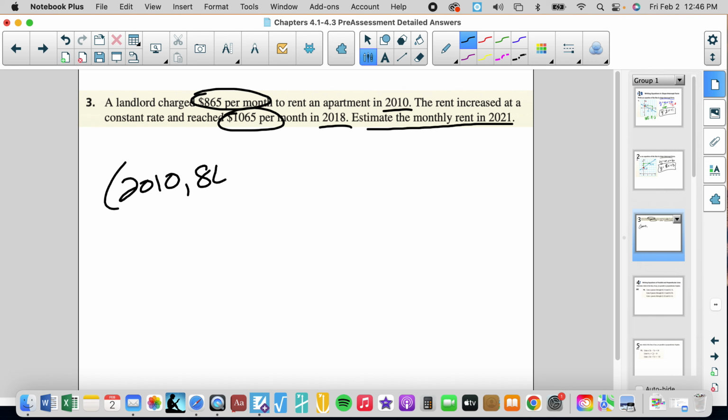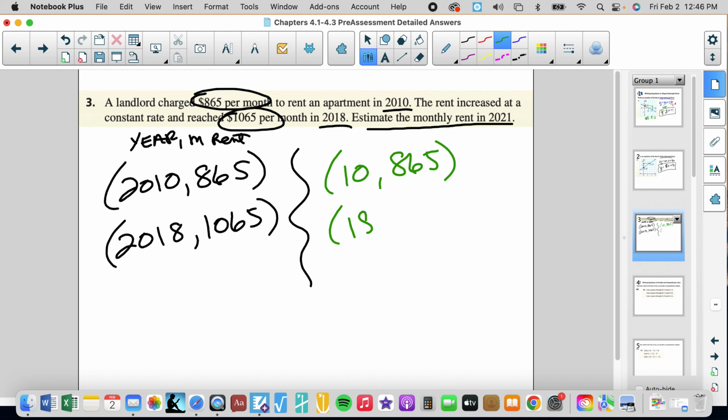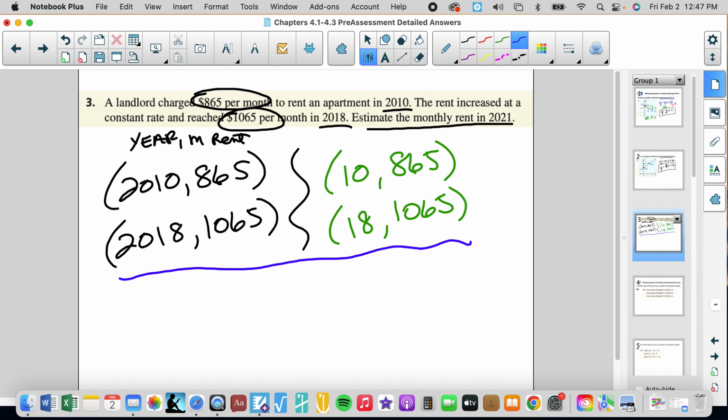2010, 865. So this is in year and then monthly rent format. And we could take both of those data points and we could write them in that format. That's one way of writing that data. Another way is we could have written it 10, 865 and 18, 1065.